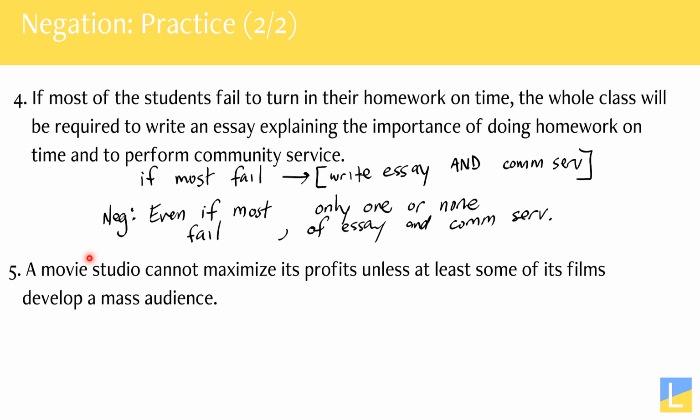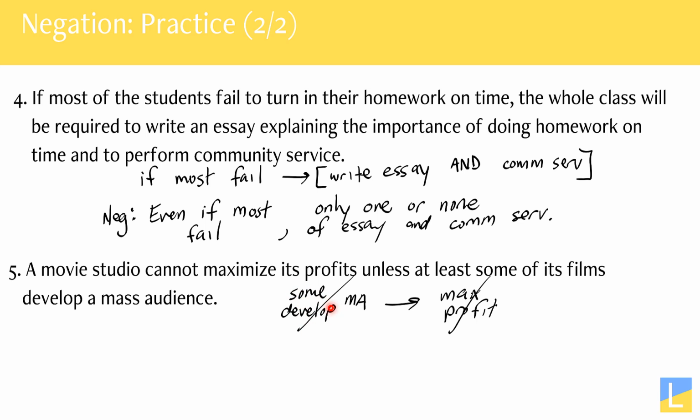So let's start by understanding what this sentence actually means, and it is a conditional statement, so we can follow the rules of unless. And one thing you can do with unless is you can turn it into if not, or in other words, you can think of it as introducing the sufficient condition but negate it. If not some of its films develop a mass audience, if not some develop a mass audience, then a movie studio cannot maximize its profits. But over here, not some requires us to understand what that means.